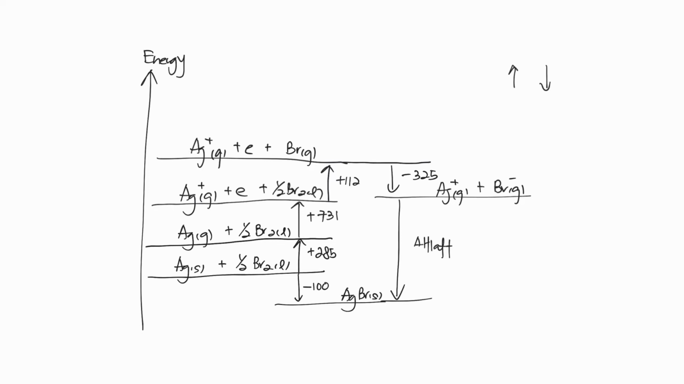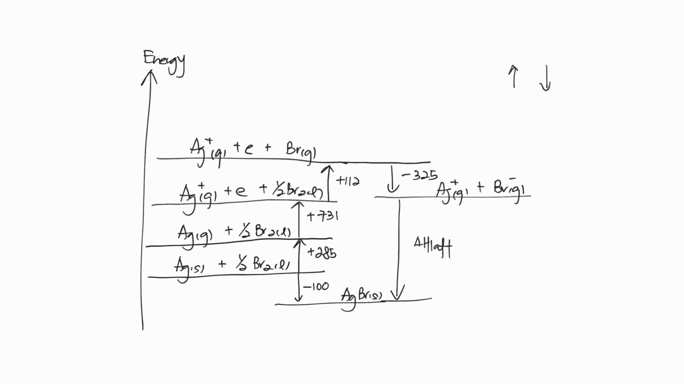In order to do the calculation, we have to apply Hess's law, where the definition of Hess's law is that the enthalpy change from reactant to product remains constant or the same regardless of the route taken, provided the initial and final conditions are the same.